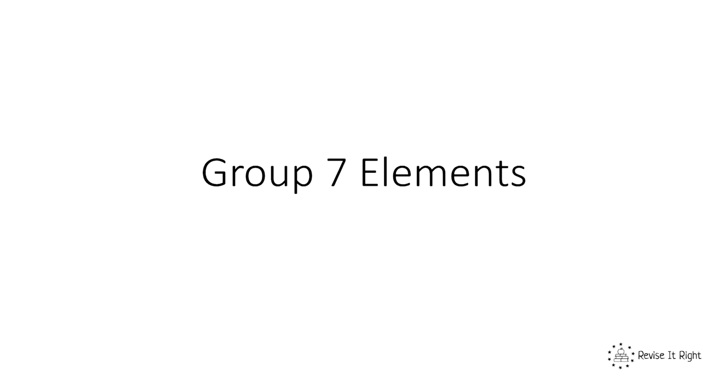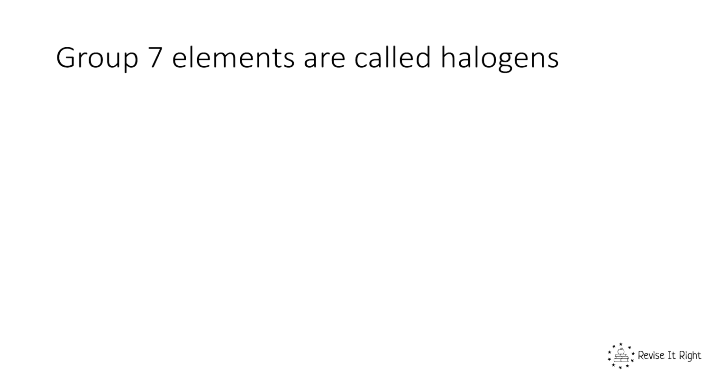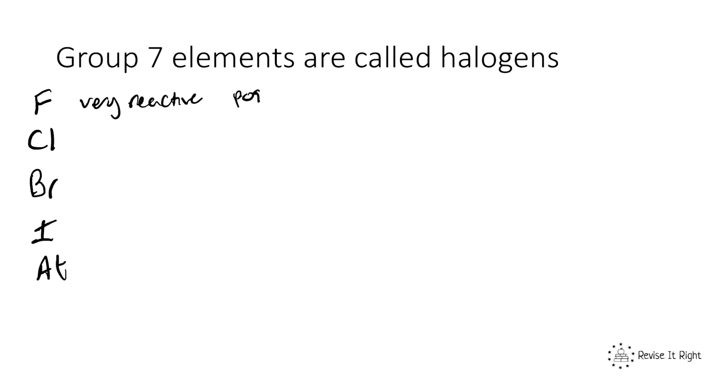This video is about Group 7 elements. Group 7 elements are called halogens, and they are fluorine, chlorine, bromine, iodine and astatine. Fluorine is a very reactive, poisonous yellow gas. Chlorine is also a gas, and it's fairly reactive, not as reactive as fluorine, but it's also a poisonous green gas.